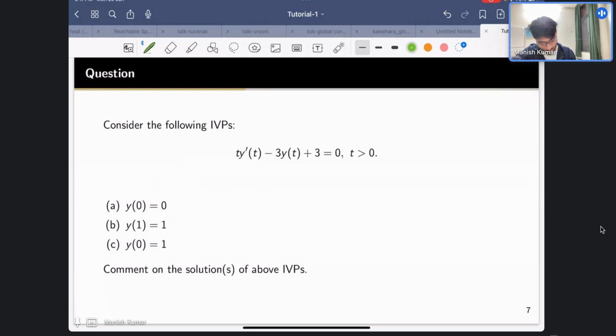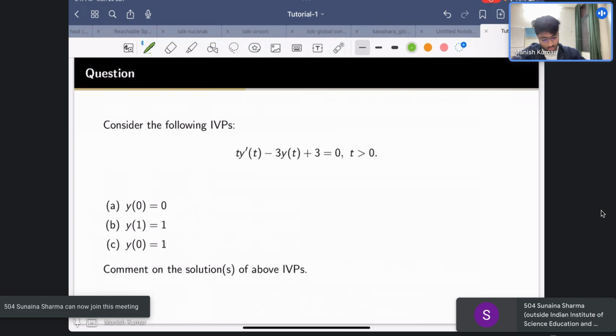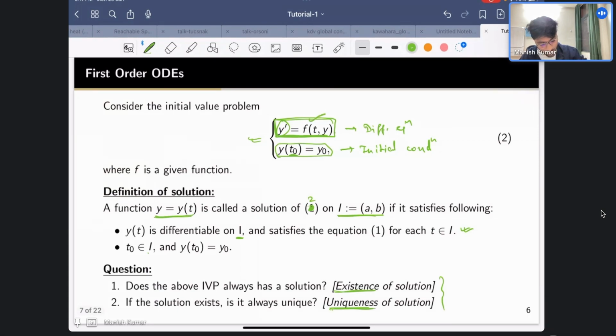Before going to that, let us consider this example. So you have some idea of solving differential equations. Before studying what kind of condition we should put on this f, t naught and y naught so that the solution exists, we'll see those questions to be addressed.